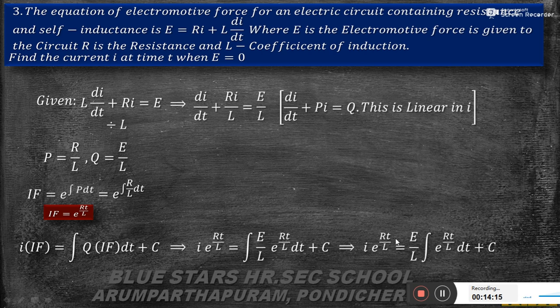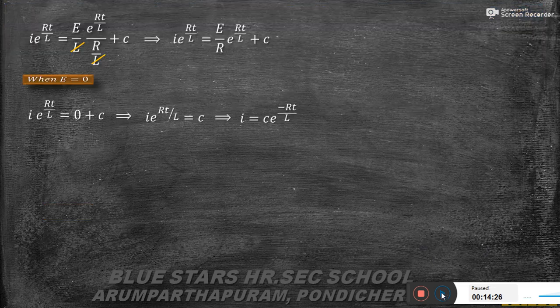So I take the E by L outside. So E by L integral E power Rt by L into dt plus C. So the next step, you see here I into E power Rt by L equal to E by L. Now I integrate. So E power Rt by L, the coefficient of t is R by L. So it becomes E by R by L plus C.